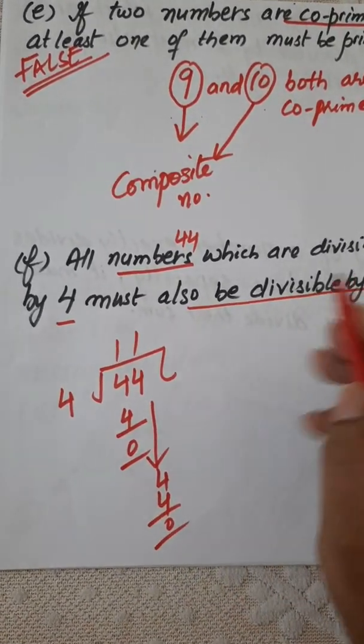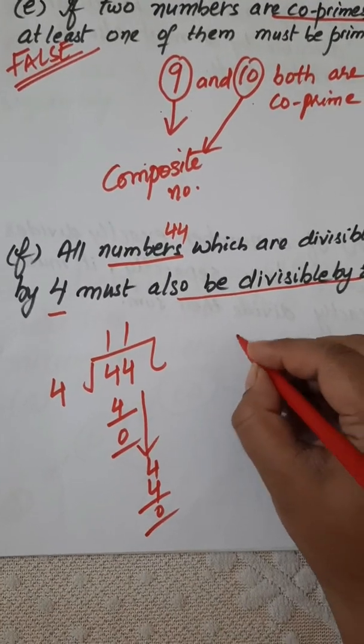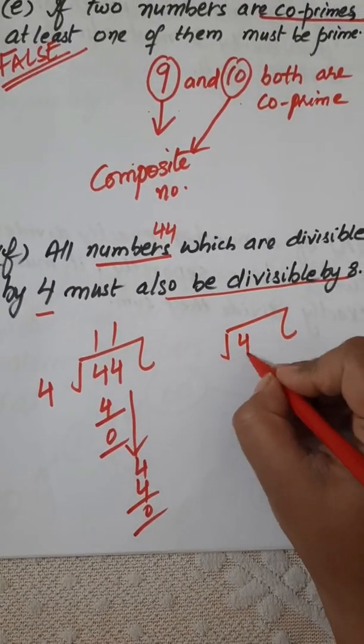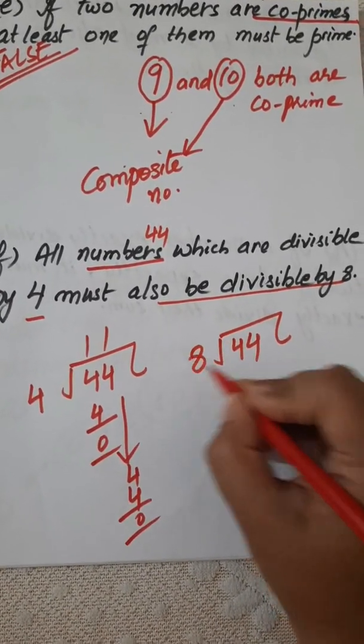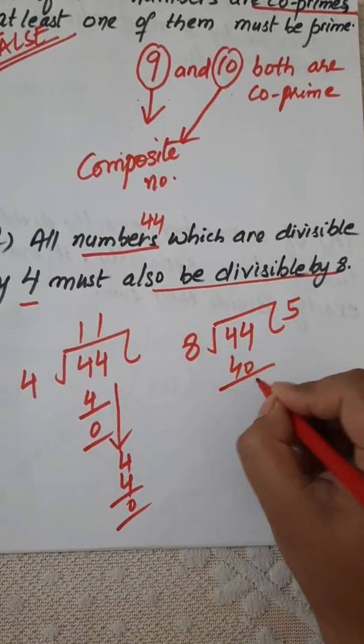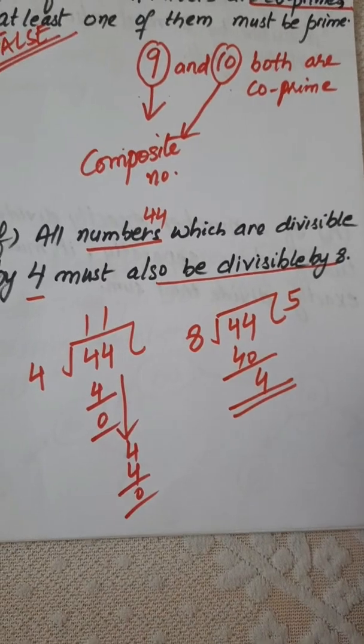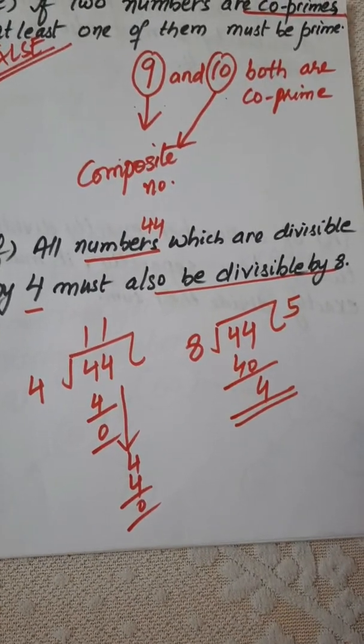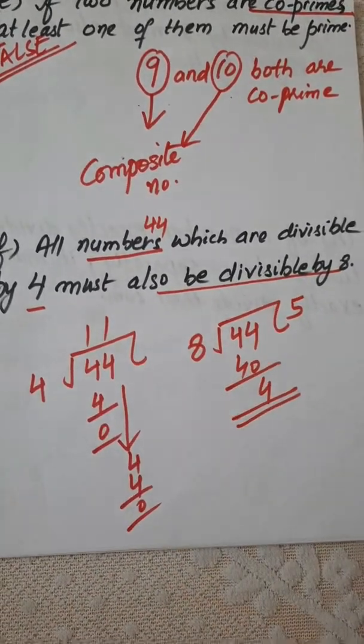Must be divisible by 8. If all the numbers which are divisible by 4, then they must be divisible by 8. If I divide 44 by 8, 5s are 40, here we are left with remainder 4. So it is not necessary that all the numbers which are divisible by 4 must be divisible by 8.